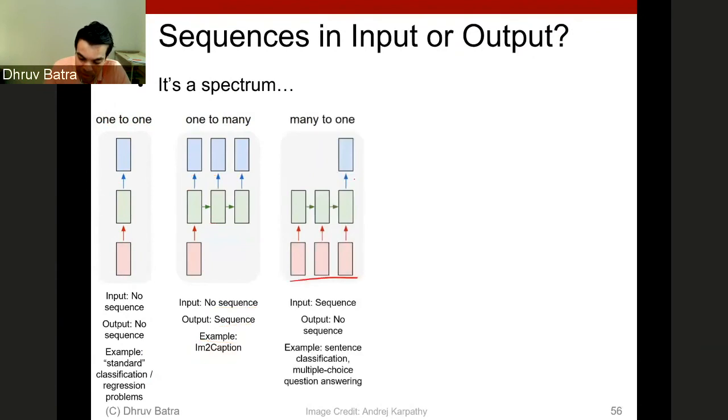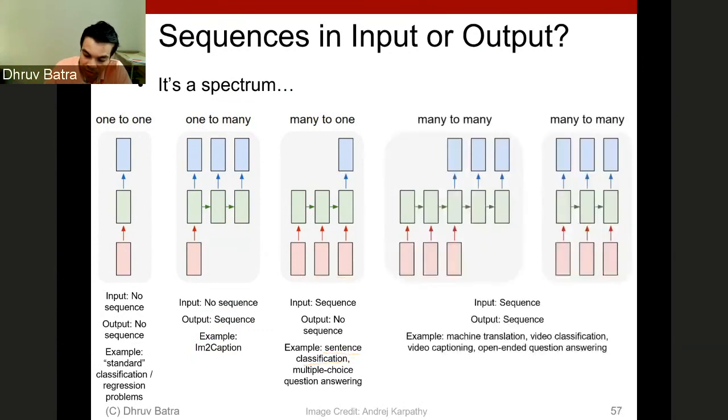There is the many-to-one case, where there's X1, X2, X3, a sequence in the input, but there's no sequence in the output. This is, for example, sentence classification. If you read a sentence in a review, you have to tell whether it's a positive intent or a negative intent, or multiple choice question answering. You can also have many-to-many with multiple variants, where there are sequences both in the input and in the output.